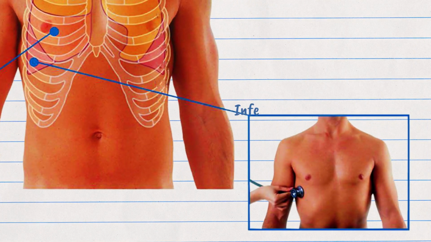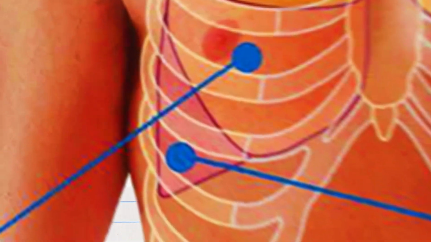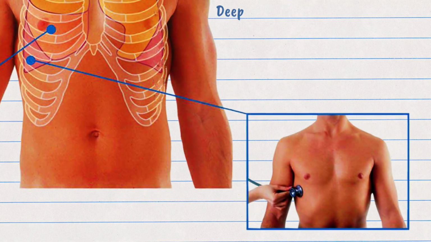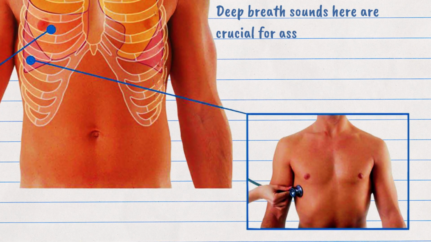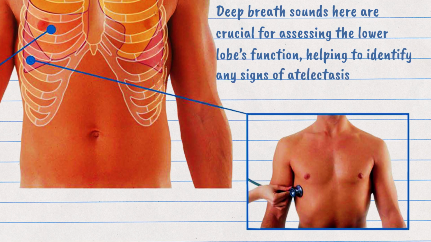Fourth, inferior lobe of the right lung. Move the stethoscope to the lower posterior thorax near the base of the lung. Deep breath sounds here are crucial for assessing the lower lobe's function, helping to identify any signs of atelectasis, fluid buildup, or diminished airflow.